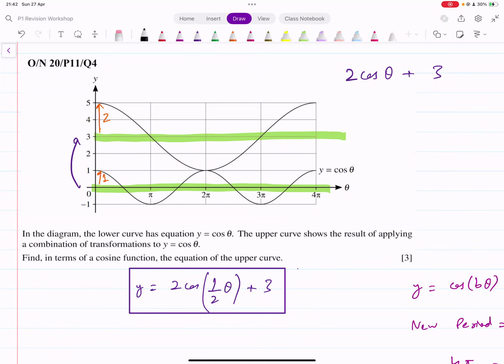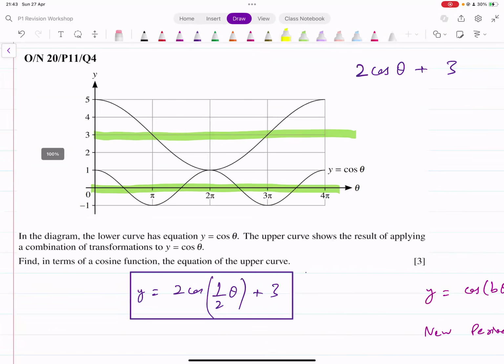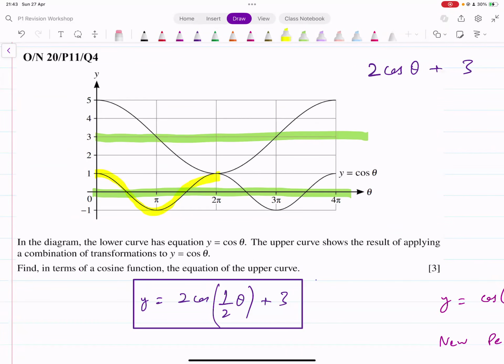What else? Is there anything changing horizontally? Is the period changing? Is the graph shifting left, right? The period is clearly changing. It's completing 2 cycles in 4 pi. In fact, let's consider 2 pi, the standard period. In 2 pi, this is 1 cycle, right? This is 1 full graph.